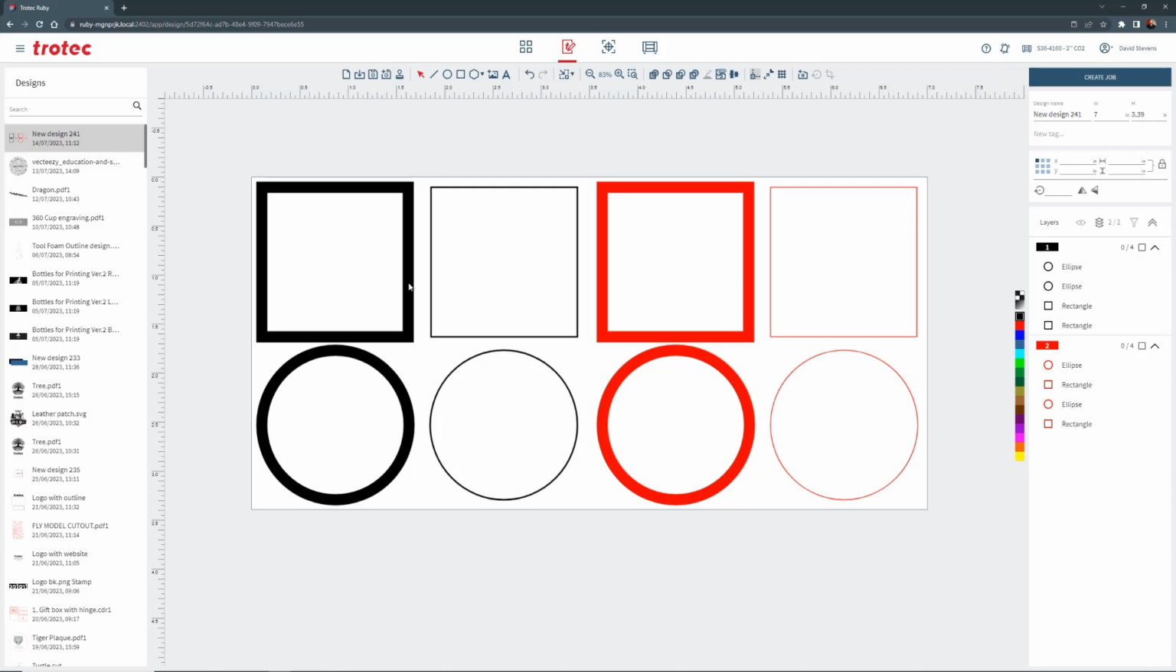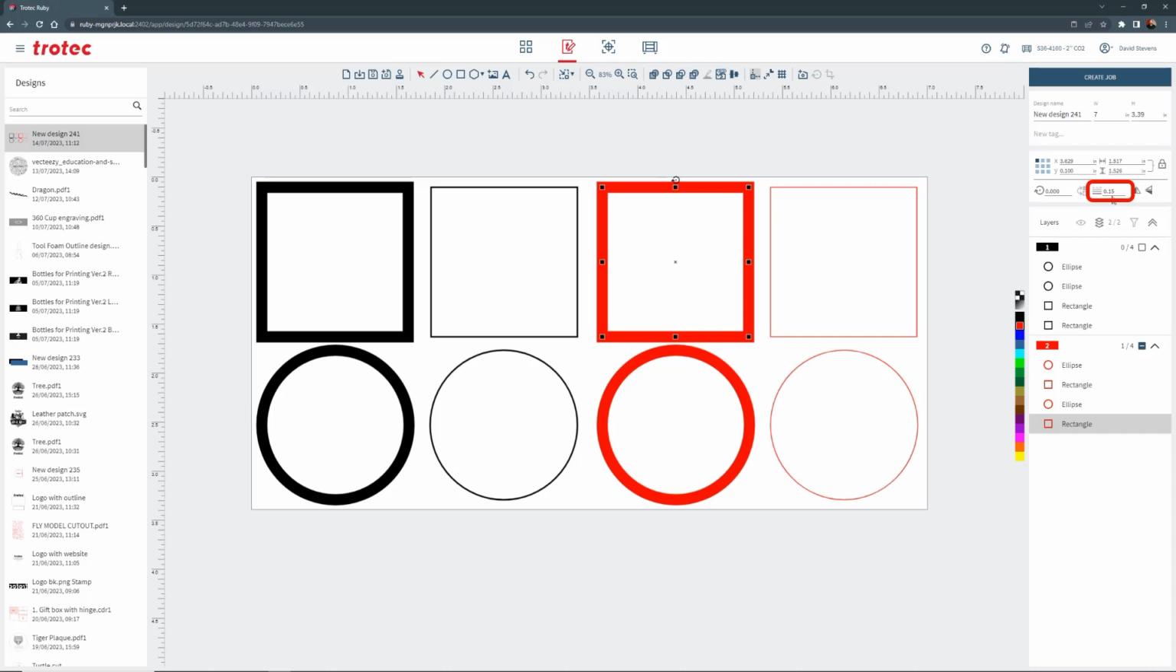Within Ruby software, a line thickness can vary, but depending on the color will determine the laser's final reaction. I have some squares and circles with thick and thin lines in this example. As you can see, the thin black and red lines are 0.1 inches, and the thick black and red lines are 0.15 inches. The only difference is the color.